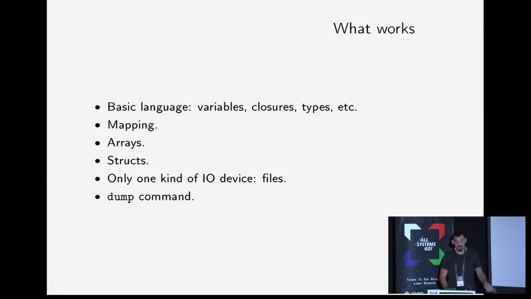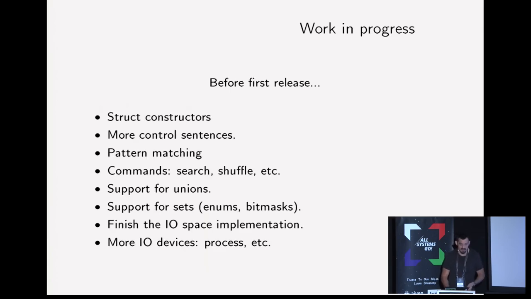Only one kind of I/O devices, which is files and things like that. But we need more commands. And also, there is a lot before a first release can be done. Supporting unions, for example, which is work in progress. Support for sets, for enumeration, bitmaps, bitmasks, and things like that. More control sequences in the language. I have a for loop, but it is so cheap to add control sentences that, well, I don't know.